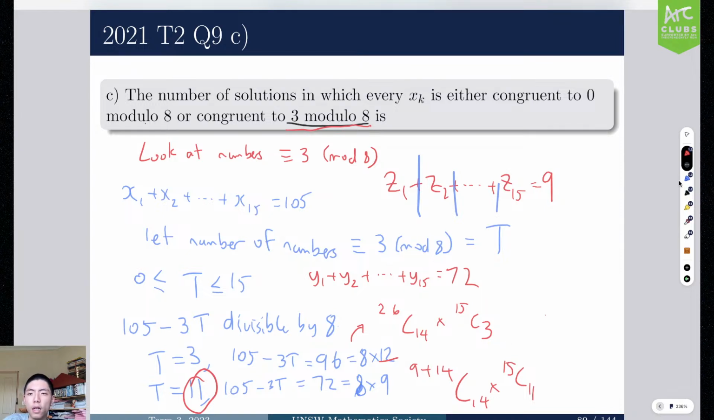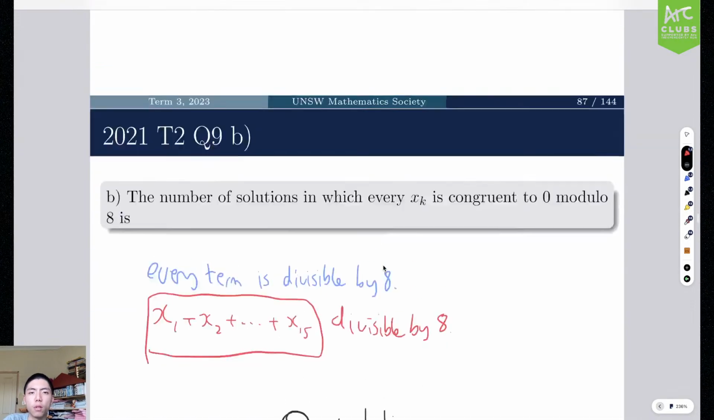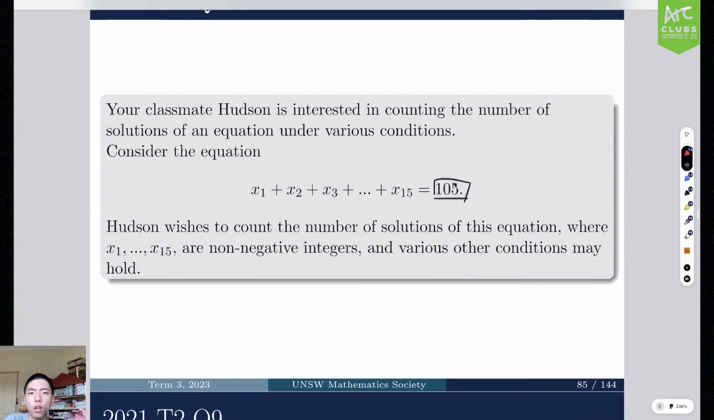Okay, so combining the 9 plus 14, this one becomes 23. There would be 23 here, and so the final answer would be taking these two and adding them together, because those two are mutually exclusive events, right? So adding them together gives us the total number of ways that we can have solutions to adding up the 15 terms to equal 105, where they are either all congruent to 0 mod 8 or congruent to 3 mod 8.